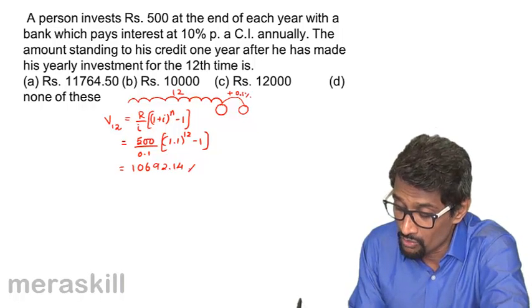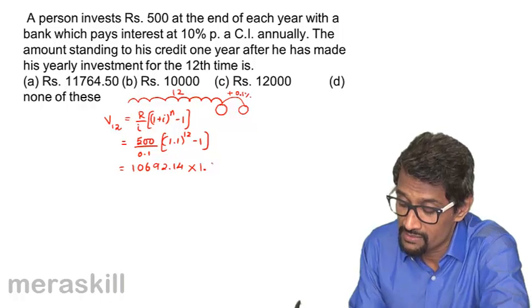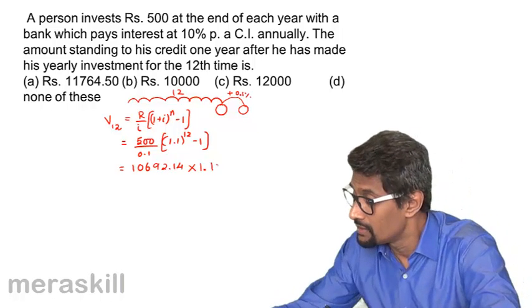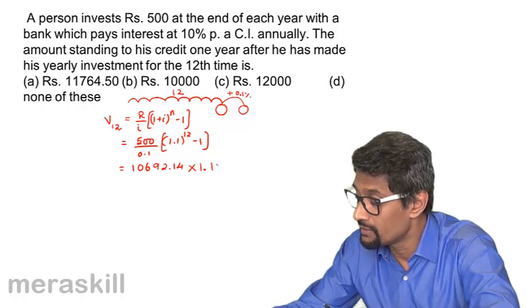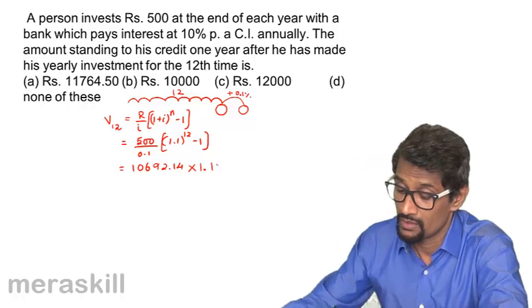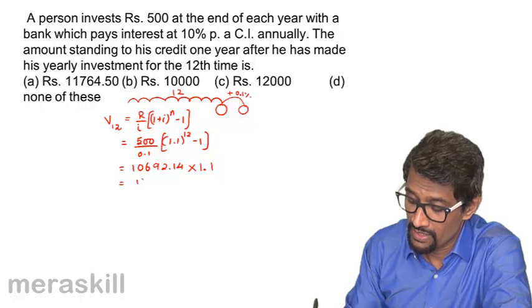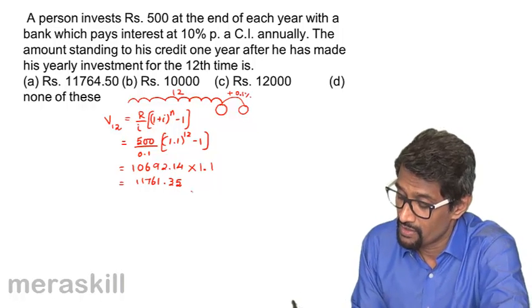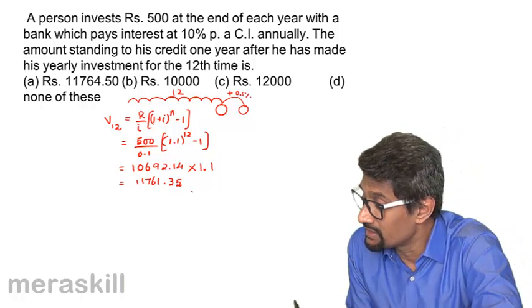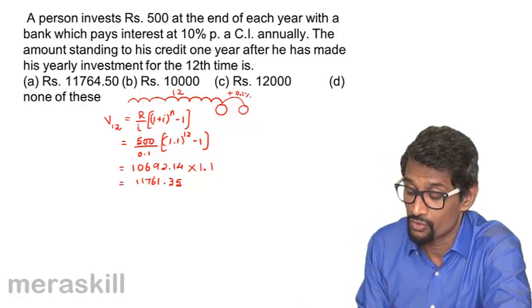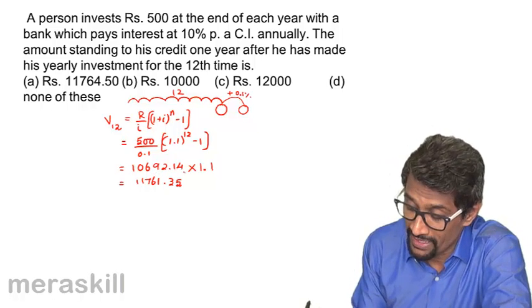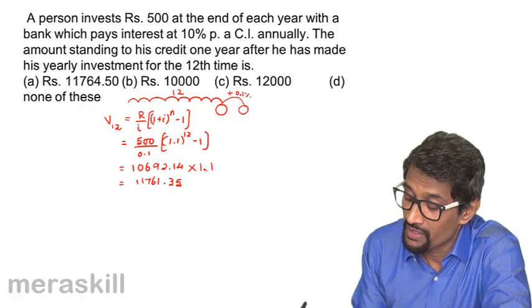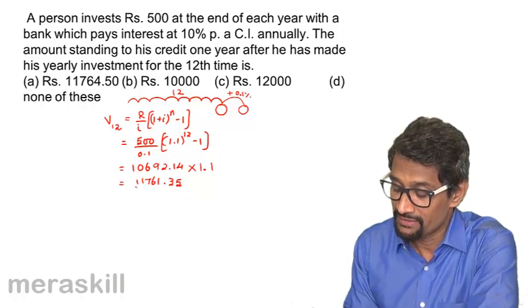So that means the amount will turn out to be into 1 plus 0.1, that is 1.1. So let's see what is 1.1 times that. It turns out to be around 11,761.35. 11,761.35 is the value of it. So the concept is you calculate for 12 years and then into 1.1 and you get 11,761.35.